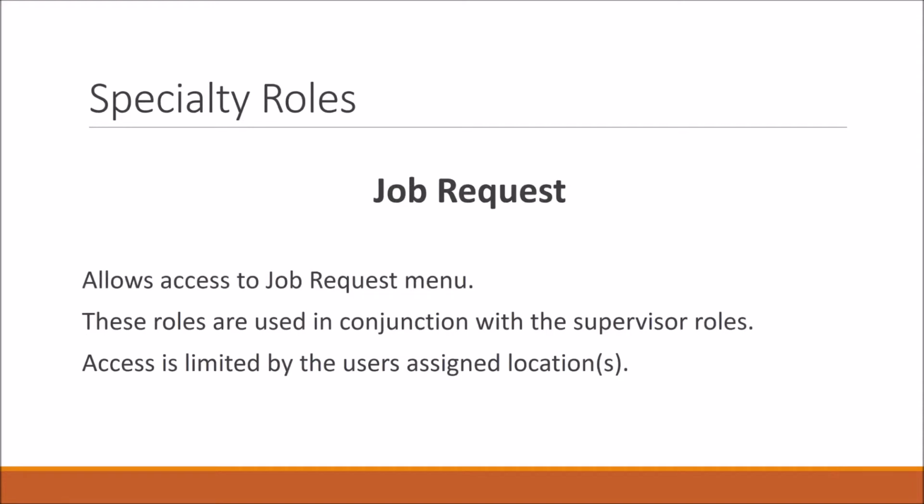The job request role gives the user access to the job request menu. But if you just gave someone job request and not a supervisor role, they would see the menu, but they wouldn't be able to do anything. So you have to give a combination of the two. You give them access to the menu, and then you have to say, what type of applicant? So they work together, and because of that, it's limited by location and applicant type because you're working in tandem with those supervisor roles.